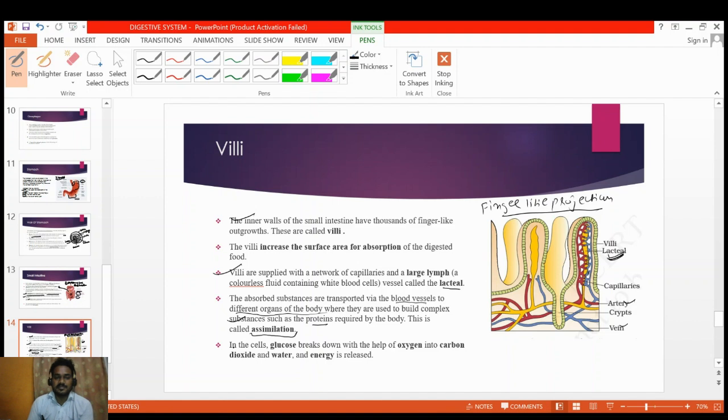In the cells, we can take an example. Glucose is broken down in the presence of oxygen, which we call aerobic respiration. By the process of aerobic or cellular respiration, it finally changes into carbon dioxide, water, and energy in the form of ATP. Nearly 38 ATP is generated from one glucose molecule.